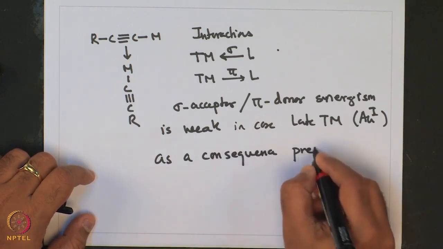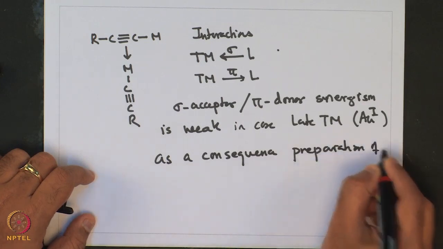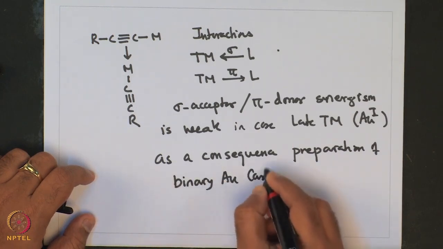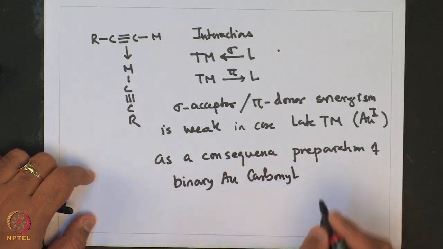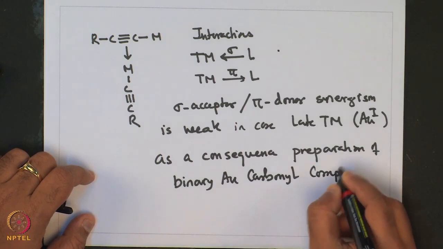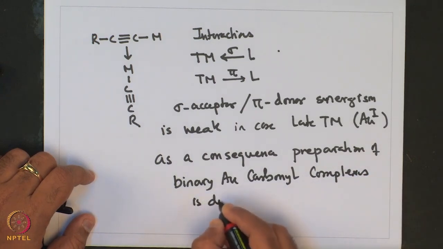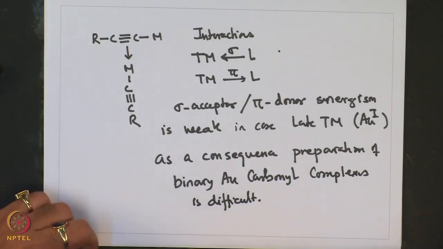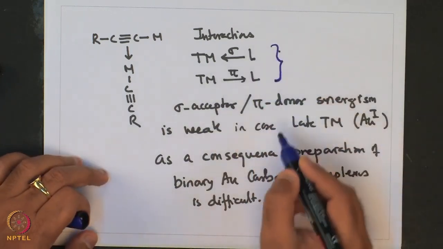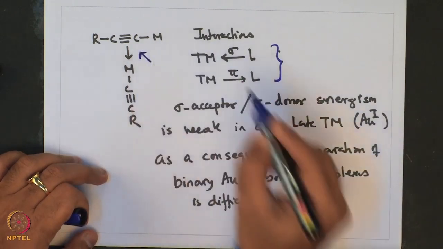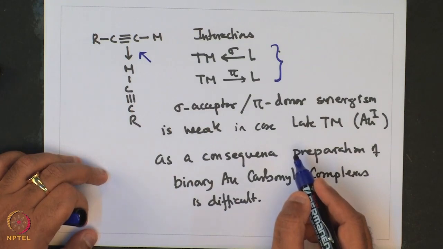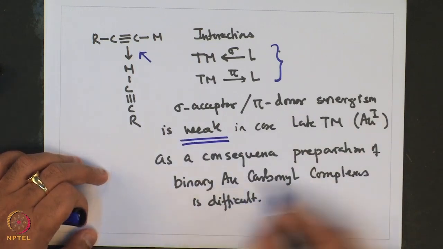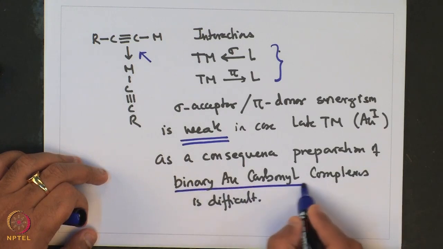preparation of binary gold carbonyl complexes is difficult. So, what it shows is that this synergism is required for stabilizing this type of complexes, but it is not too strong, it is weak to the extent that this synergism fails to stabilize binary gold carbonyl complexes.